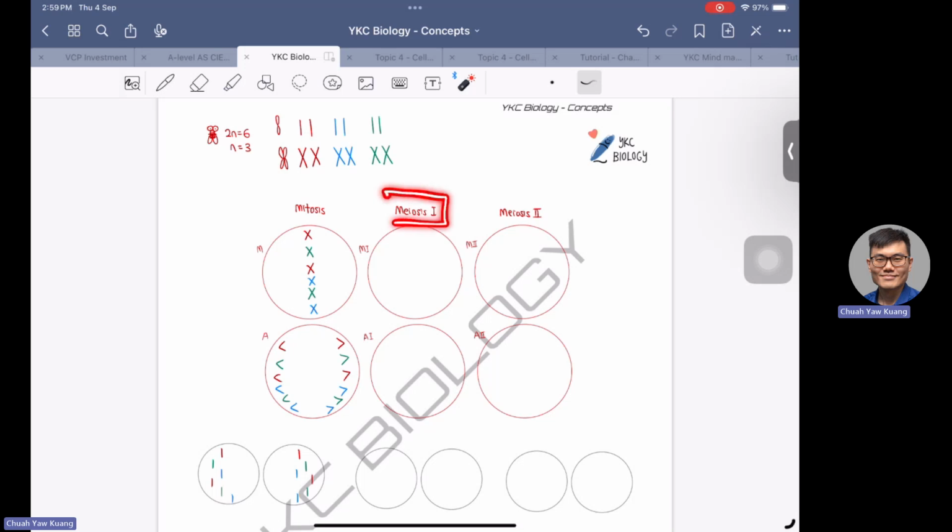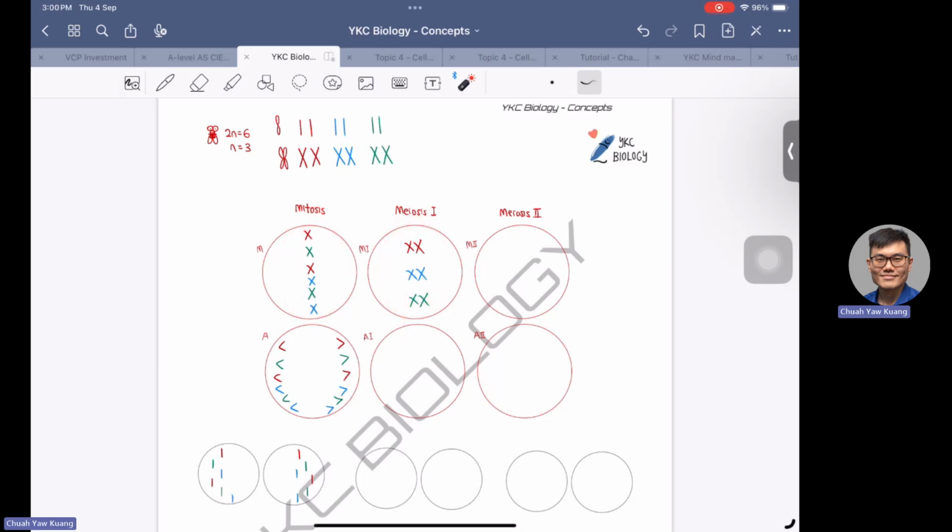But in meiosis 1, prophase 1, synapsis occurs. So the homologous chromosomes will pair up. That's why during the metaphase 1 of meiosis 1, the homologous chromosomes will pair up like this. They will form a tetrad and then align together at the metaphase plate like this. And that is a major difference between the mitosis and the meiosis chromosome behavior.